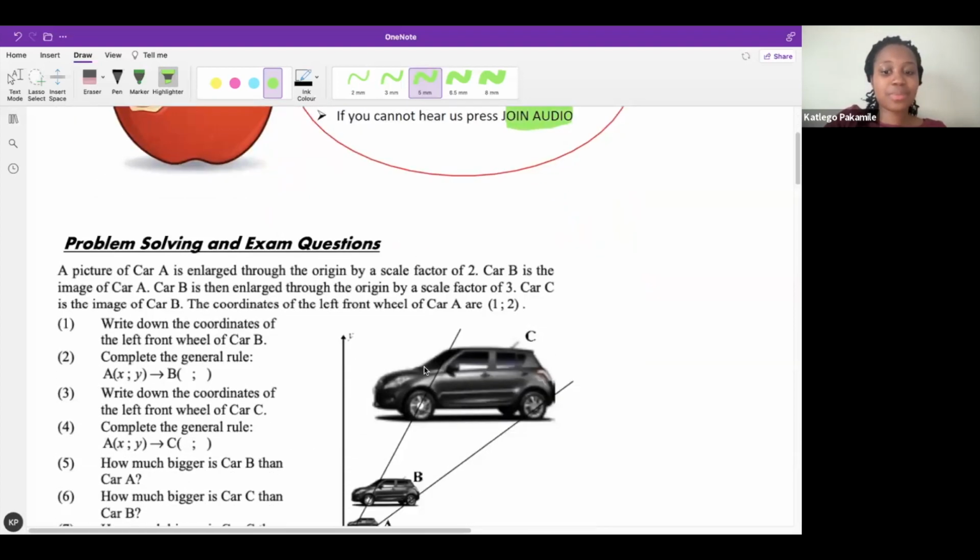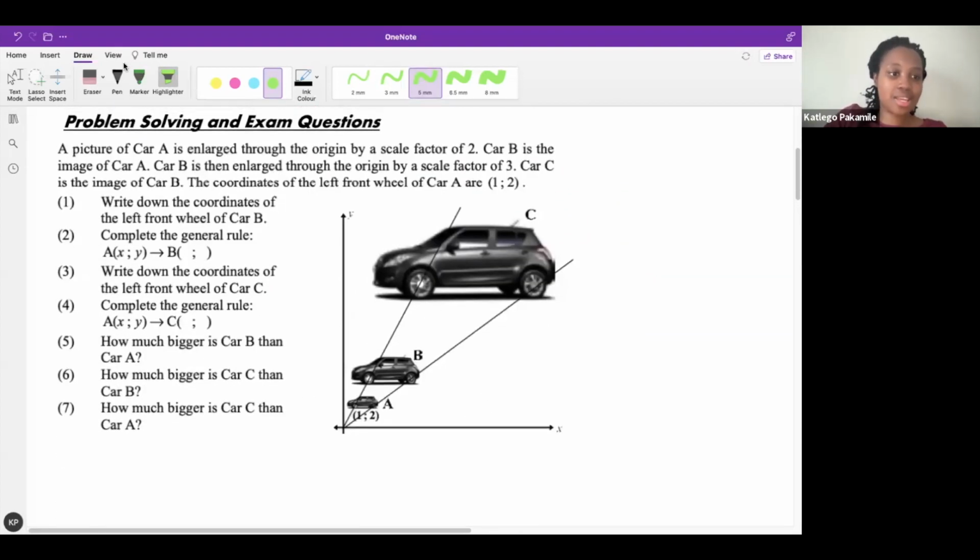Now, I told us that we were going to start with this question today, and here it is. Remember, in our last lesson, we were doing enlargements and reductions. And obviously, here we have images that have been enlarged. Okay. So it says a picture.